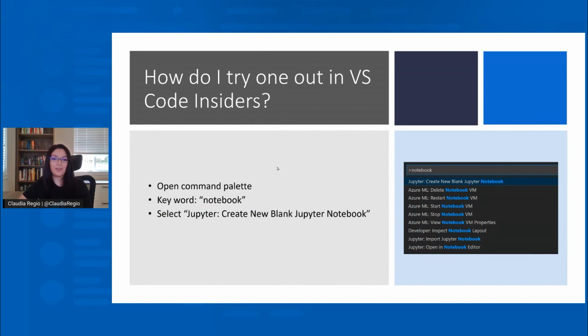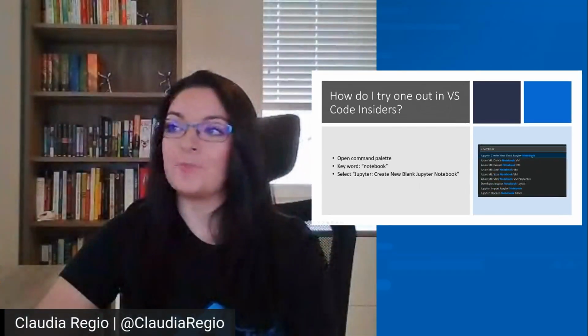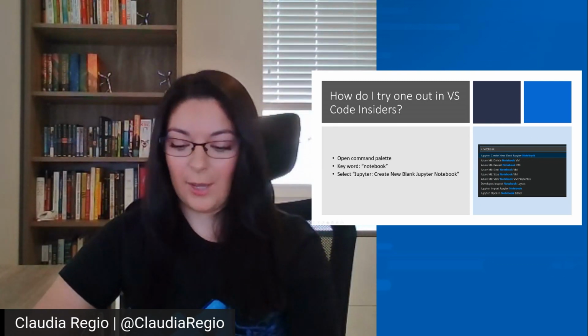How can you try one out in VS Code Insiders? Obviously, first go online and download VS Code Insiders. Then you'll want to open the command palette after downloading the extensions appended at the end. You can do that by holding down Control-Shift-P, or Command-Shift-P if you're on a Mac. That's going to pull up this drop-down list here. You'll type in the keyword notebook, and you'll want to pick the first option that comes up. It's going to be Create New Blank Jupyter Notebook. So what happens when you select that command? What is that going to look like?